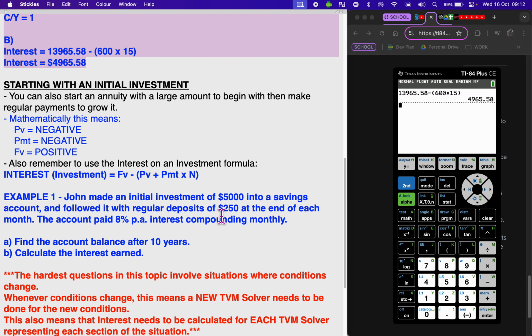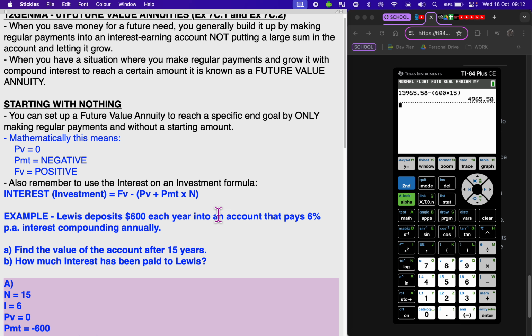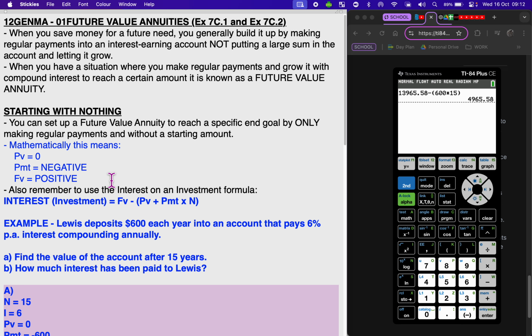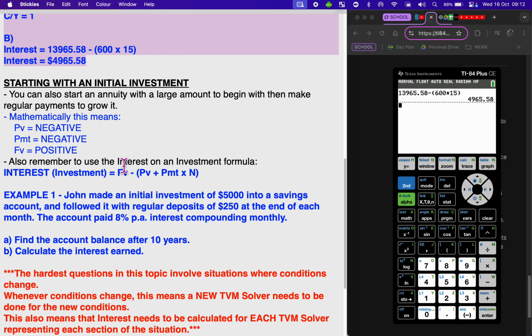Right, the only difference with starting with an initial investment is that PV is going to be negative. So with the annuity where you started off with nothing, the only payments you're making are the regular payments. You didn't start off with anything in the bank. If you're starting with an initial investment, PV is going to be negative. PMT is also going to be negative, and it's going to grow to a certain amount of money that the bank will give you, so FV will be positive. That is the only difference with this.